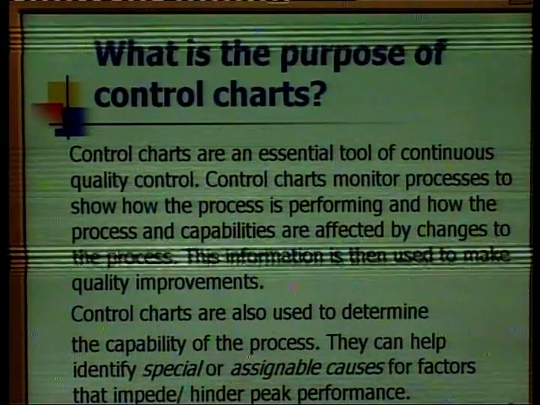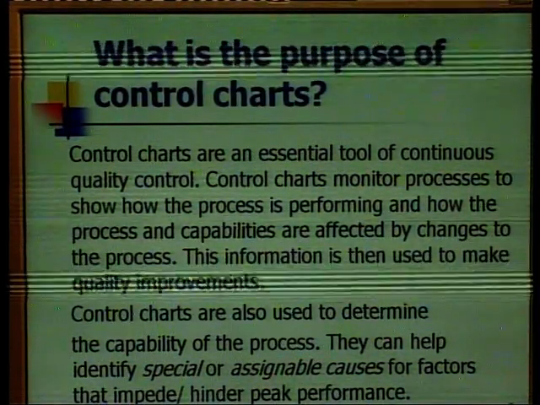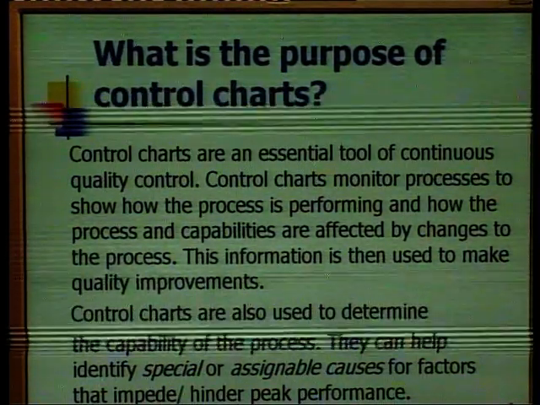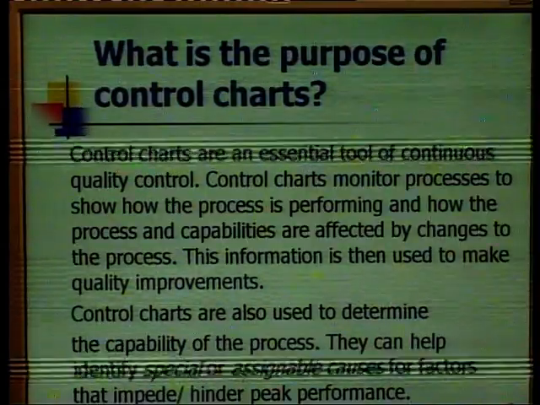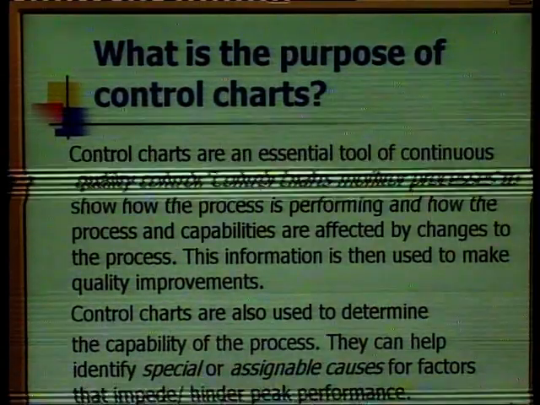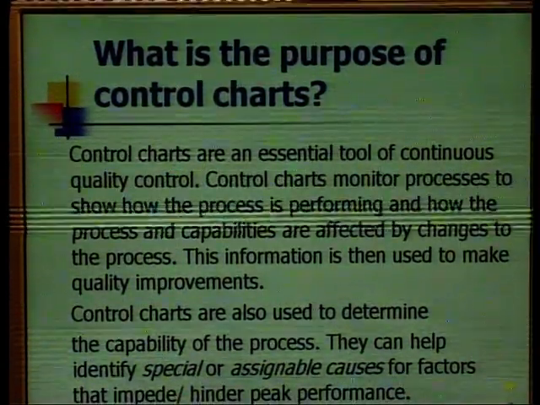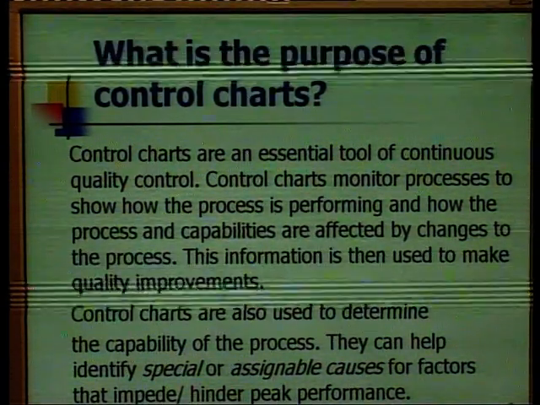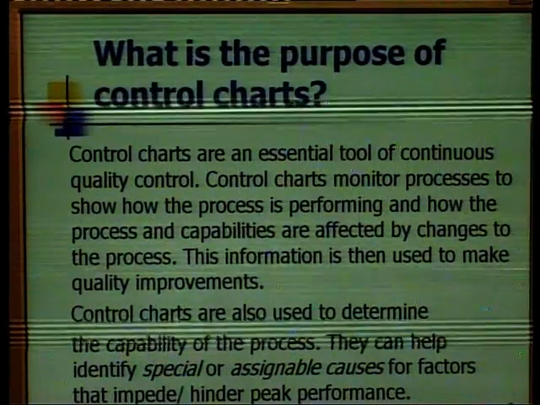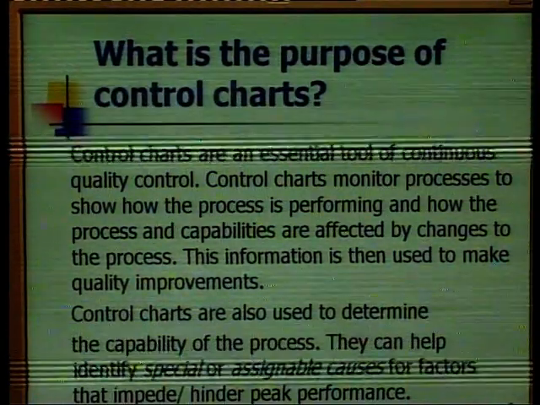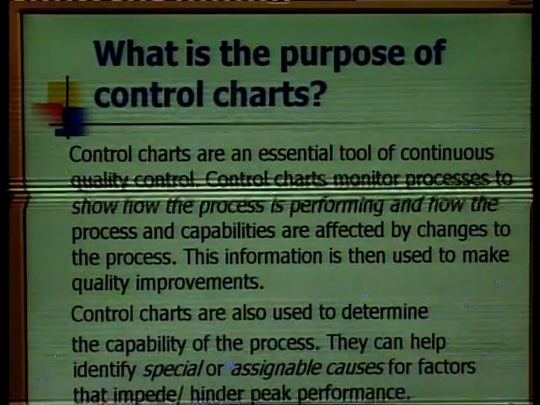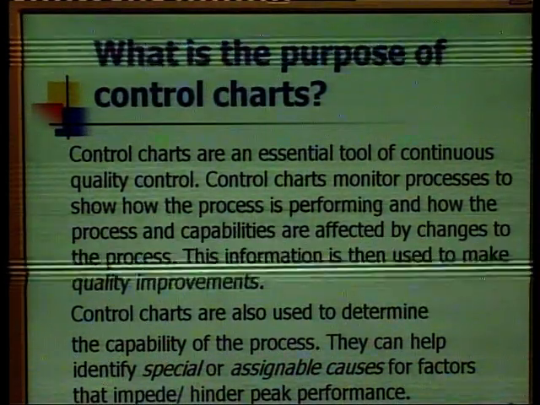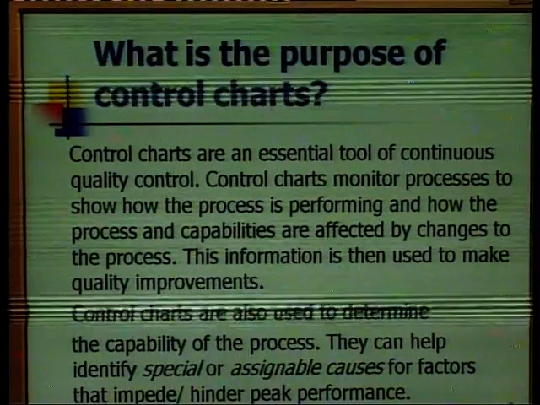The control charts monitor processes to show how the process is performing and how the process and its capabilities are affected by changes to the process. This information is then used to make quality improvements. Meaning, from the control charts we can see that if all the data is within the limits, we can say that the process is stable and the quality is improving.